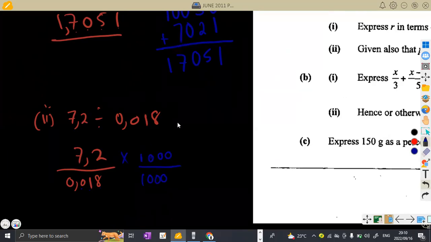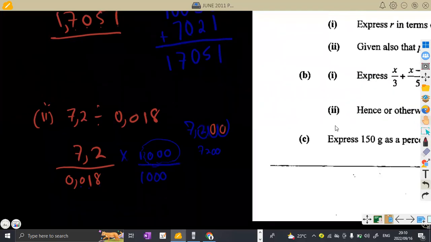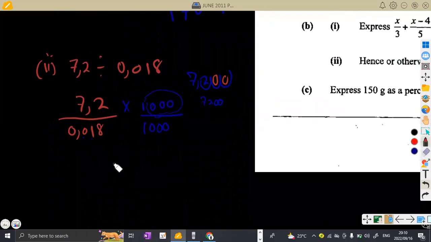So by multiplying by 1,000, that means 7,2, I'm going to move 3 commas to the right because I've got 3 zeros. So that's 1, 2, 3. In place of the missing digits here, you just put a 0. So that means we are going to obtain 7,200. So we are going to have 7,200 over. Multiplying by 1,000 was for us to remove the decimal places, which means it's going to be 18.